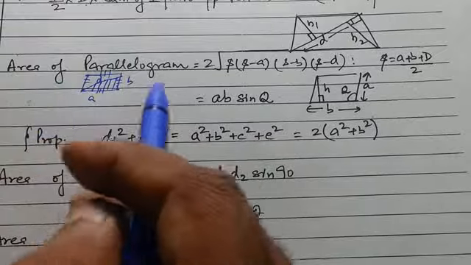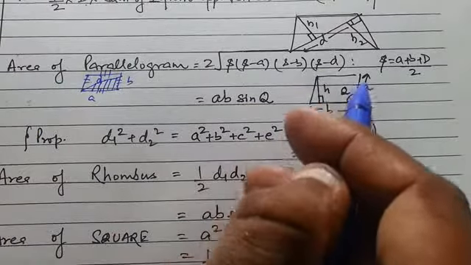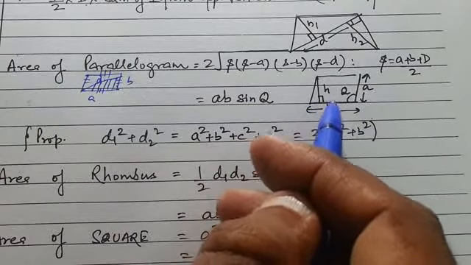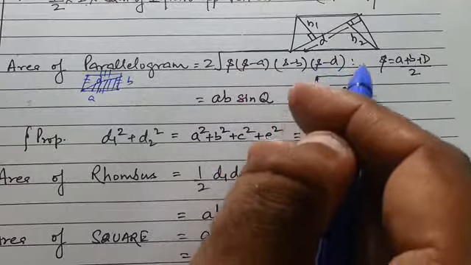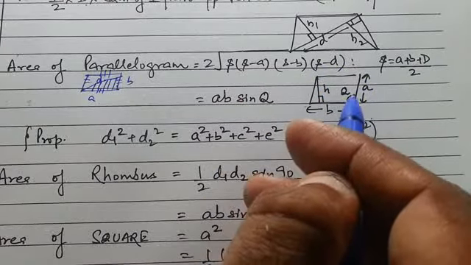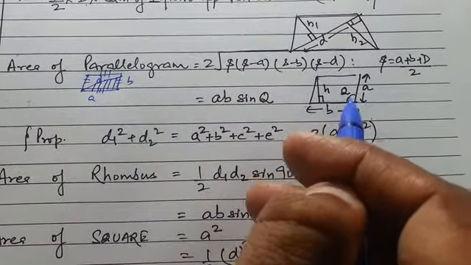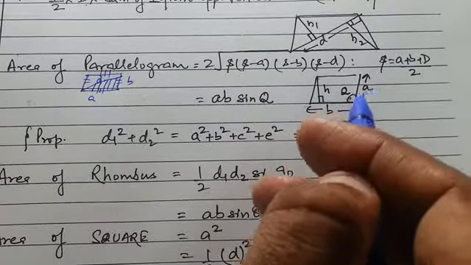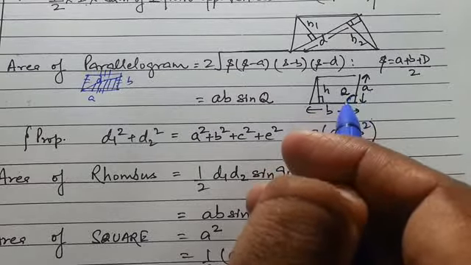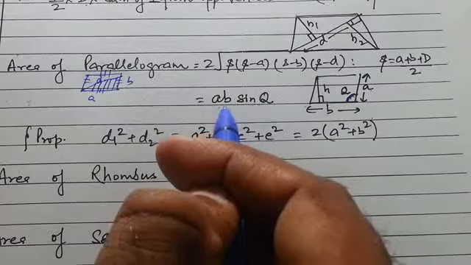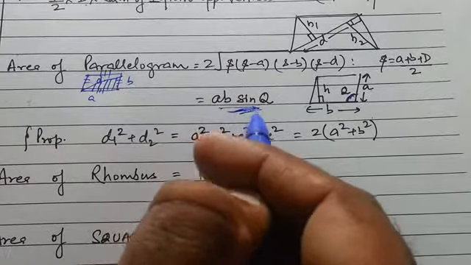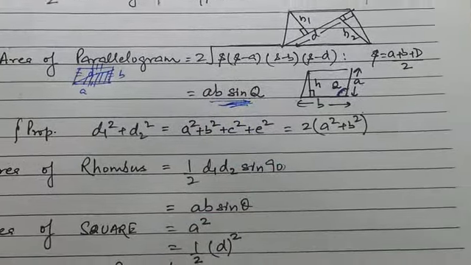Now if we have a parallelogram like this, with one side a, another side b, and an angle theta between them, our area will be a into b into the sine of the included angle. So it will be ab sine theta. It is important again. Okay. Now another property.